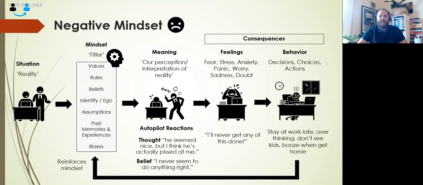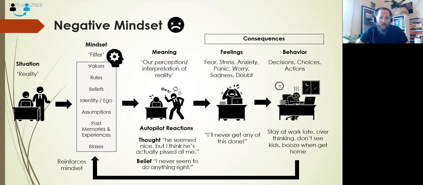So let's have a look at negative mindset. So we have this situation, this reality, then we have our mindset, this filter that I've talked about. Our filter is what makes meaning and then the thoughts and beliefs that we have about the meaning that we've made, and then that influences the feelings and behaviors and choices that we make. So there we have the situation, mindset, meaning, feelings, and behavior.